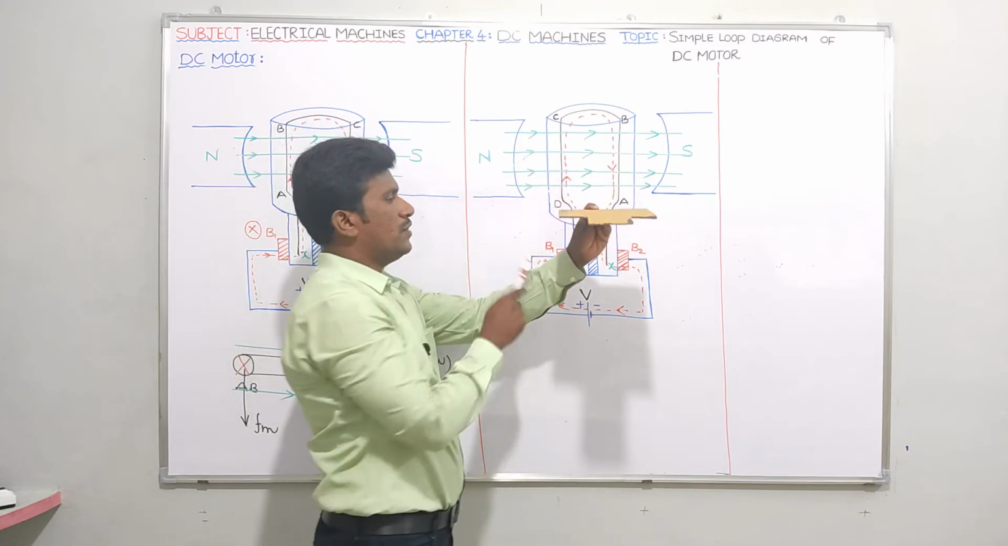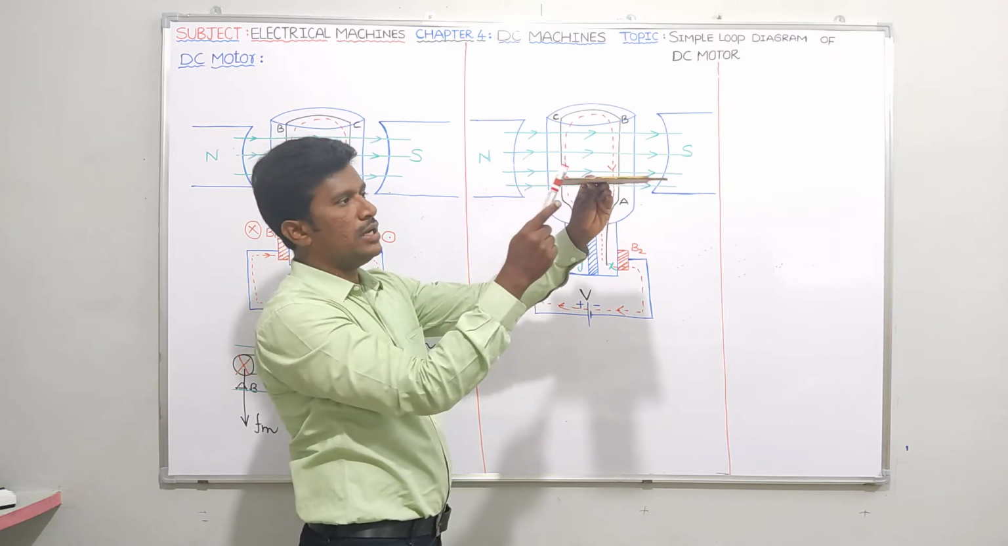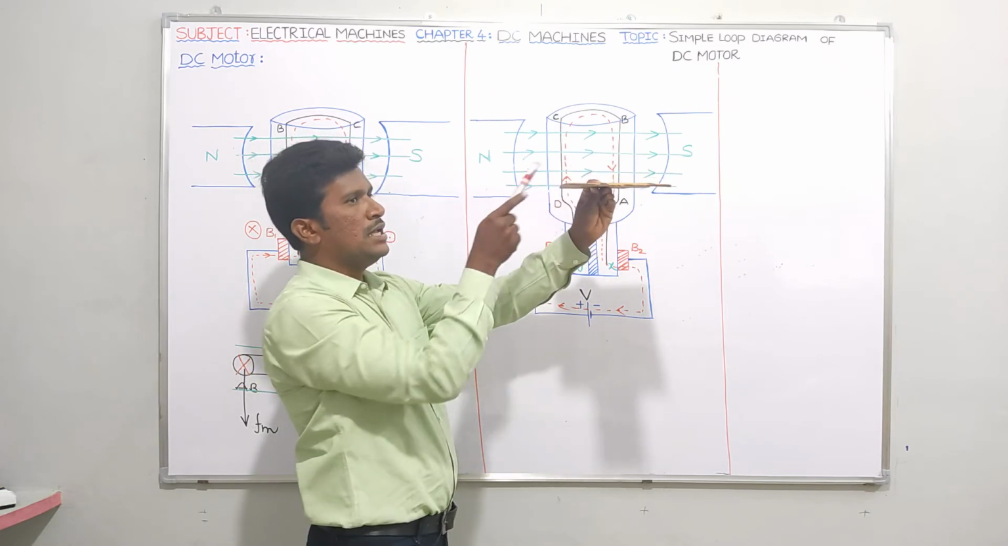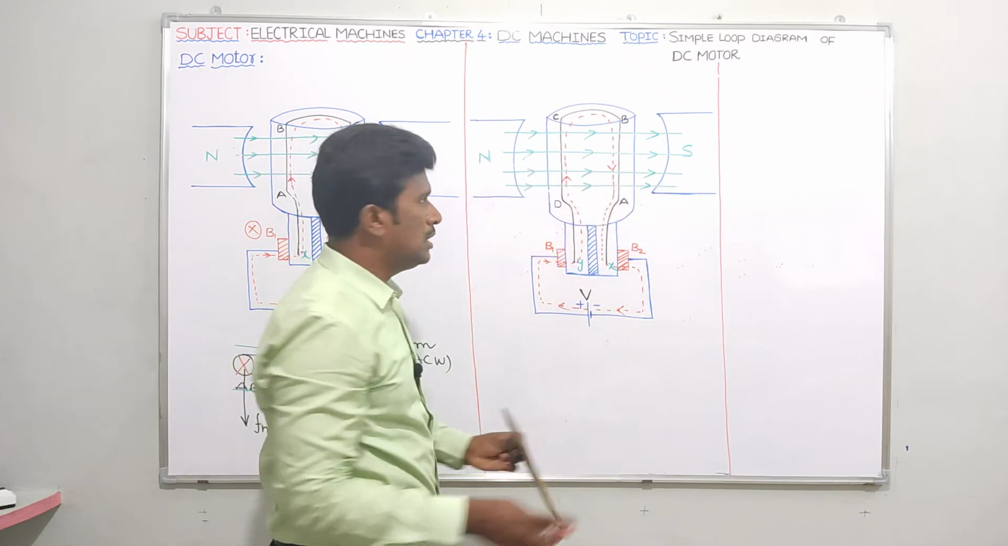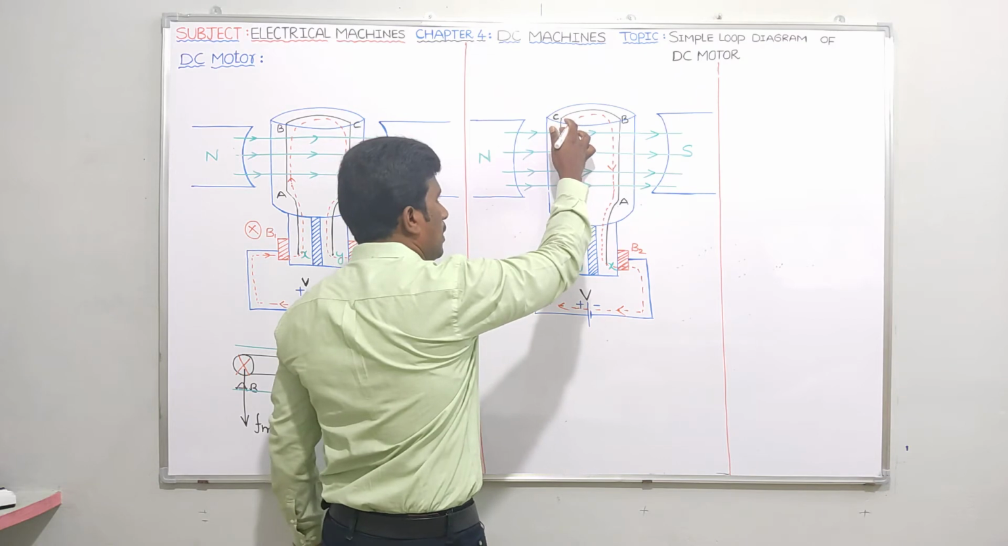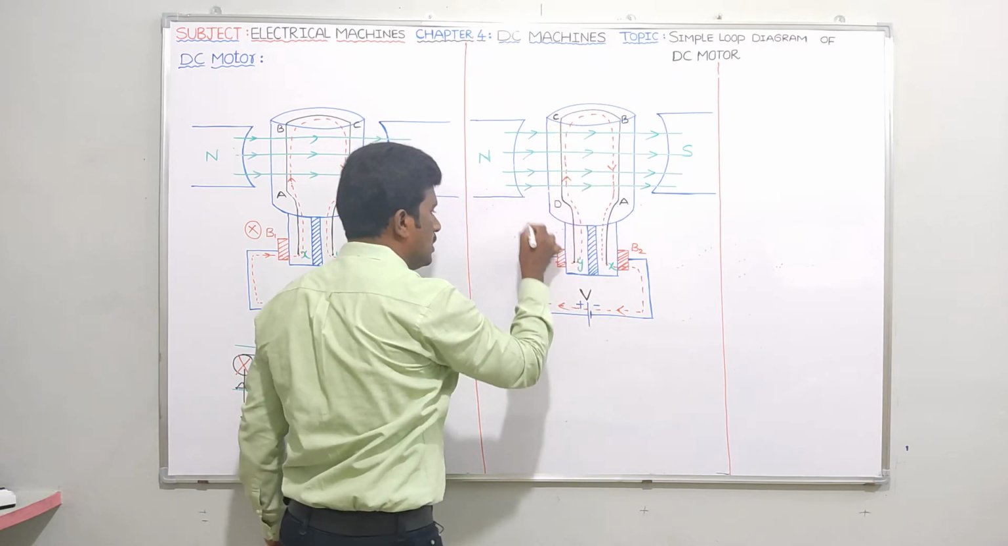Here D to C current is flowing. D to C means the arrow mark should be like this. It is going into the board. Means what should you show, cross or dot? You should show cross. So tell me, what is the brush corresponding to the CD conductor? B1. You should show cross here.